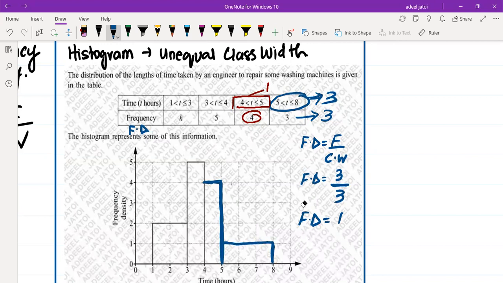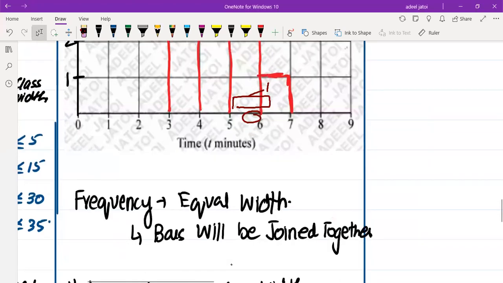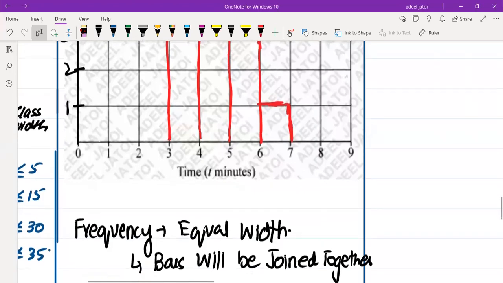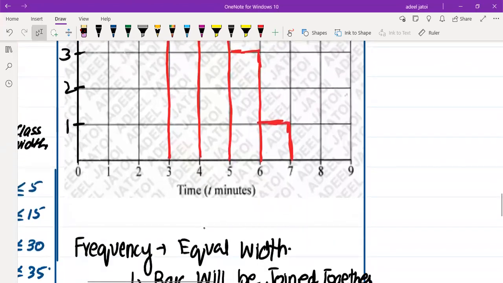So if you see, the most common difference between the two histograms that we just did is that in this case all the bars are unequal, but when we had equal class width, we made sure that our bars were equal. So with each of the differences, your bars are equal here. Now, this will always be related to the question, whether equal class width or unequal class width is there.